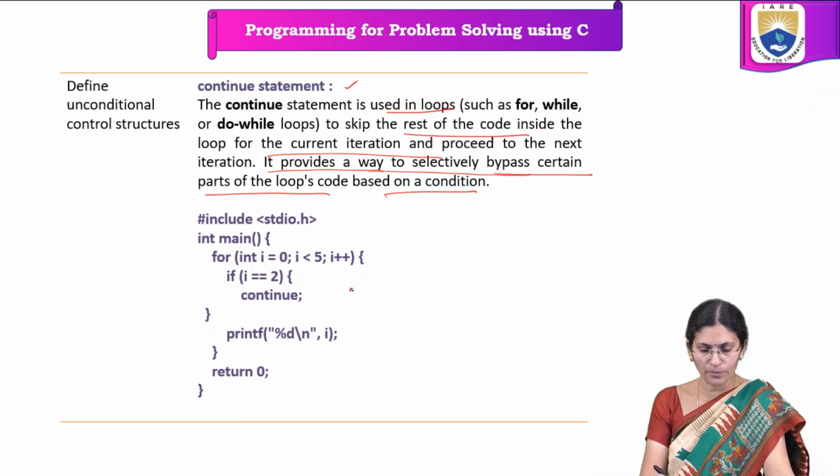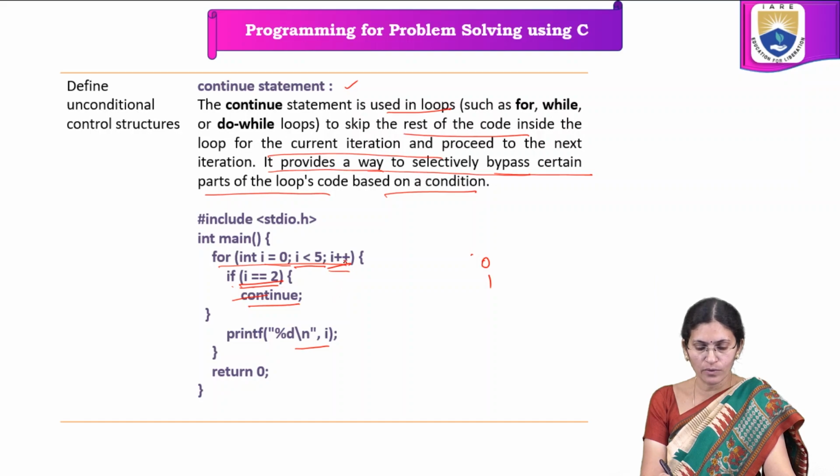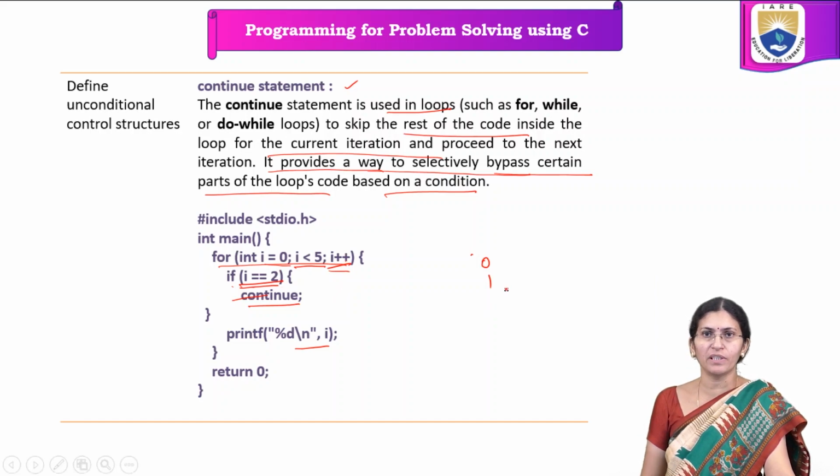Now let us see the program. In this program, we have declared one for loop where i is equal to 0, i less than 5, i plus plus. If i is equal to 2... this program will print i equal to 0 first, then 1. Then when i is equal to 2, this condition becomes true and the continue statement is executed. Continue means it will skip this one and go to the next one, so it will not print this one. Then after that i is equal to 3 will be printed. In this way, the continue statement will be executed.